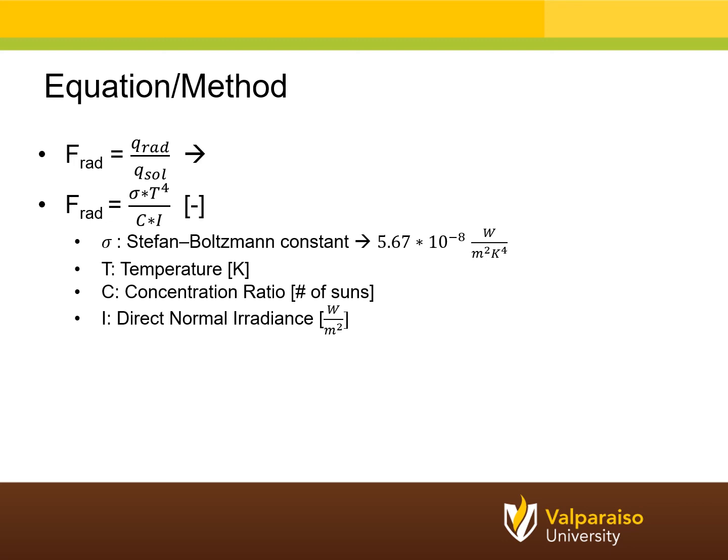T is temperature in Kelvin. C is the concentration ratio in number of suns, and I is the direct normal irradiance in watts per meter squared. The Frad value is a unitless quantity as it is a fraction of the radiation lost.